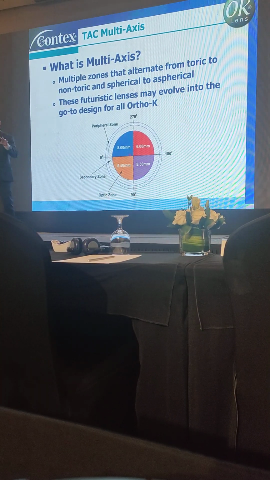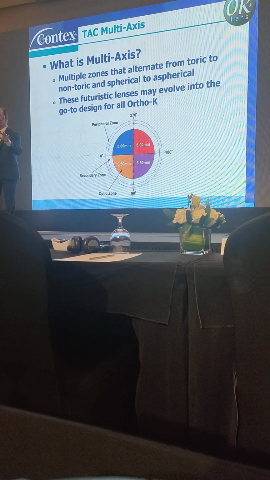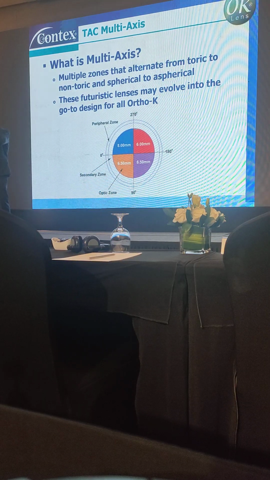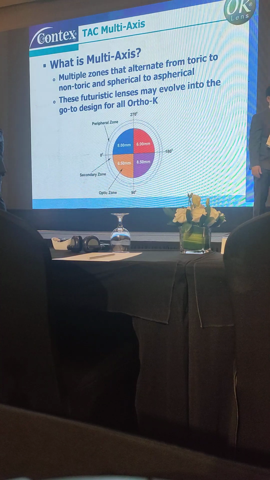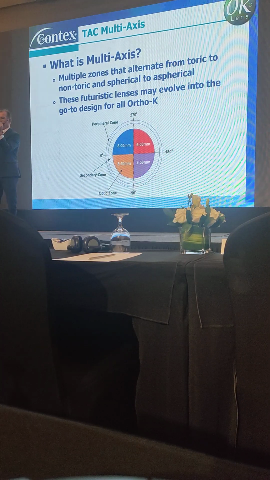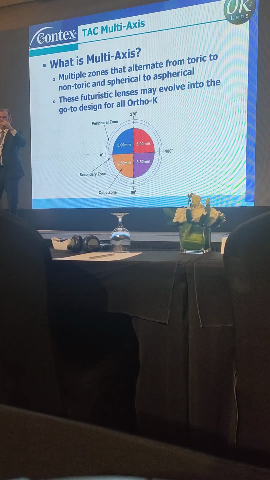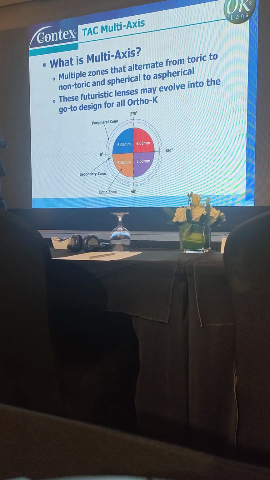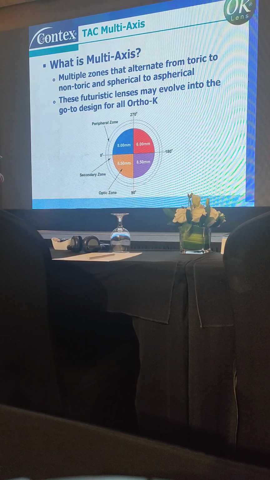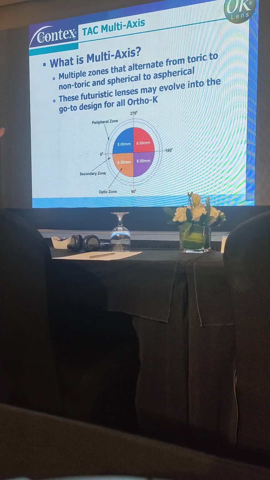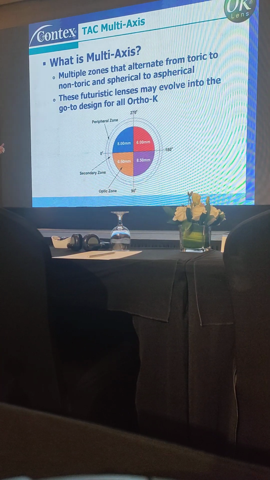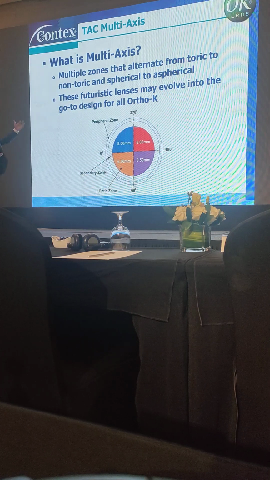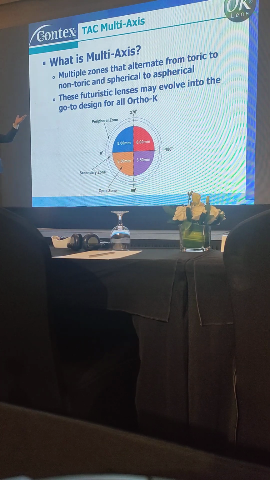I explain it, you know how the cars have fancy wheels and they use a CNC machine to cut it out? It's similar to that, is we're punching out these lenses. We're not just turning them on a lathe, okay? So we have multiple zones that can alternate from toric to spherical. And I call them futuristic lenses because they are.